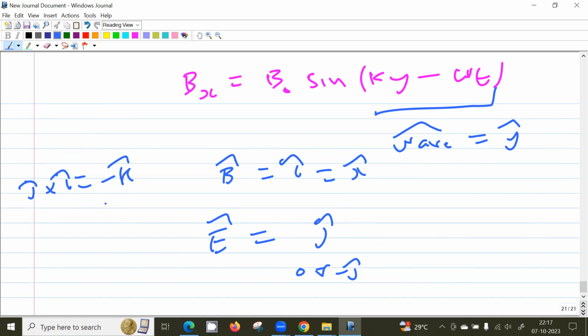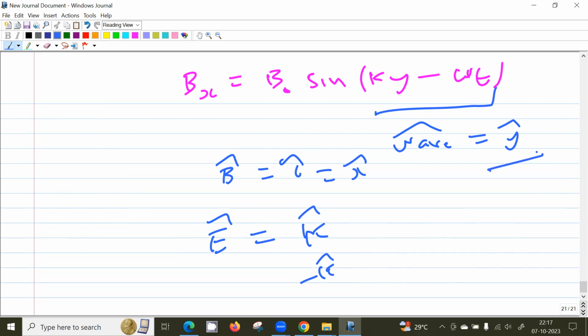So direction of propagation. Hold on, E is not j because the propagation of the wave is along j. So E is either k cap or minus k cap. Is it clear? Because the wave I have taken as the Y direction, and the magnetic field is i cap because it's the X component. So the electric field direction will be the other one, which is the Z direction, either k or minus k.